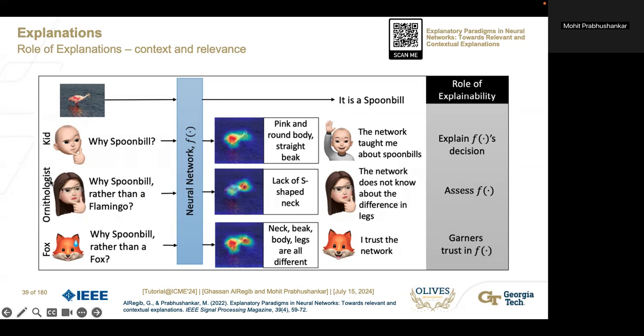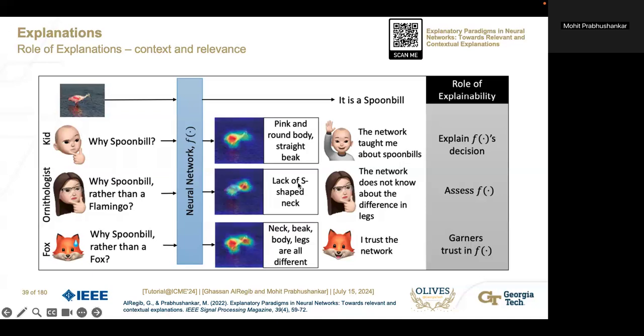But let's now come to an ornithologist who has knowledge about spoonbills. So this ornithologist is now interested in, okay, why spoonbill rather than something like a flamingo? And the answer is that there is a lack of S-shaped neck in my spoonbill. Now we know two things about the difference between spoonbill and flamingo. Actually, I did not know before and we had to look it up. But essentially, there are two differences. One is the shape of the neck, and another one is the shape of the legs. Both of them are what differentiates a spoonbill from a flamingo.